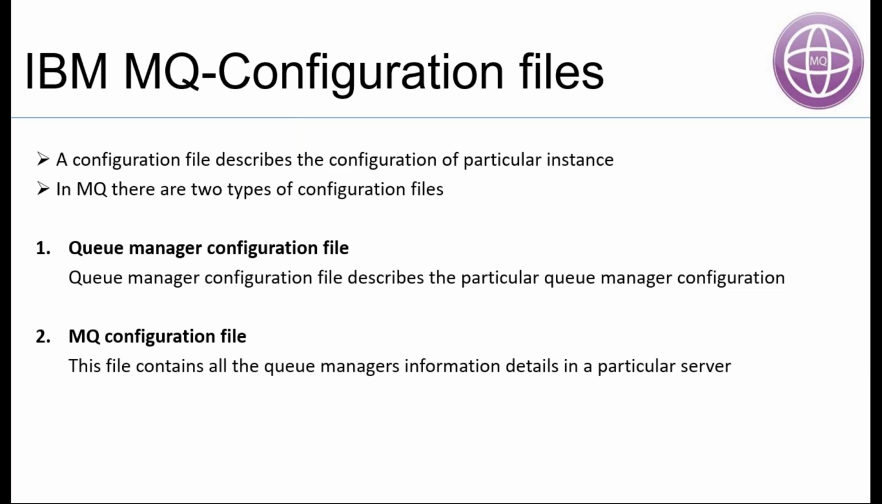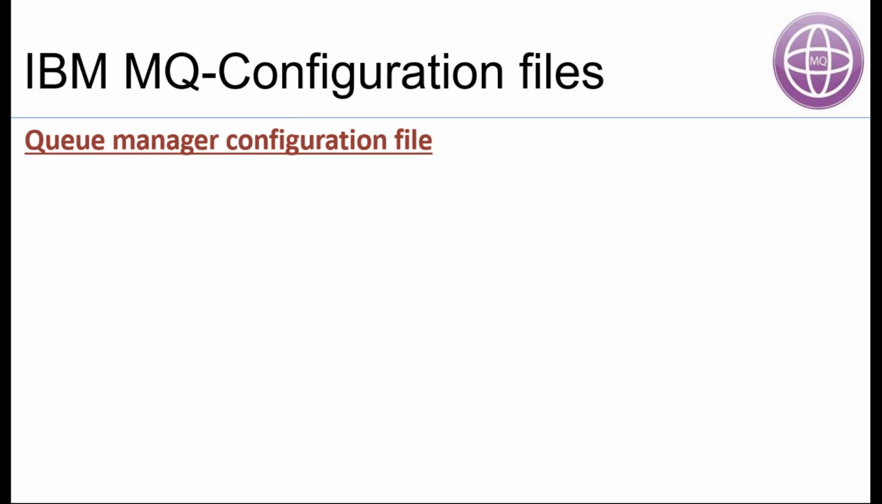This file contains all the queue managers' information details in a particular server. For example, let's assume there are 5 queue managers. All these 5 queue managers' information will be stored in one file called the MQ configuration file. It will have high level information, like this queue manager is associated with this, and so on. Now let's take a deep dive into each configuration file.